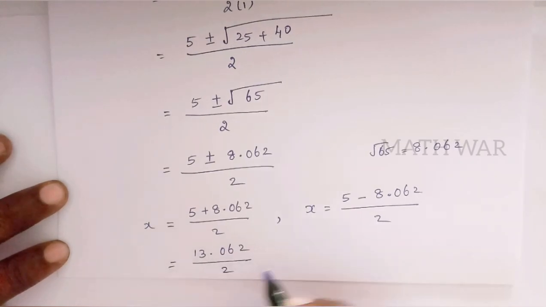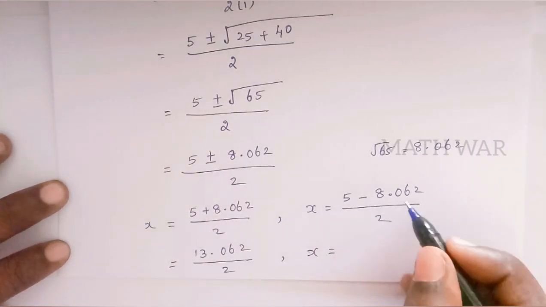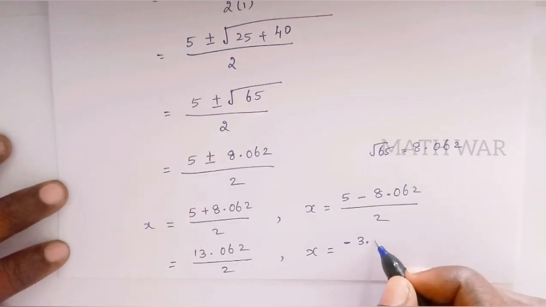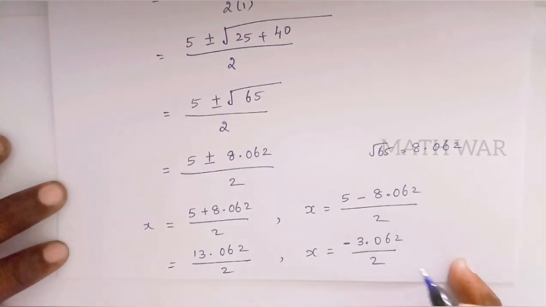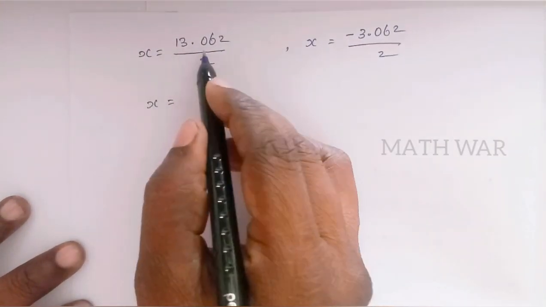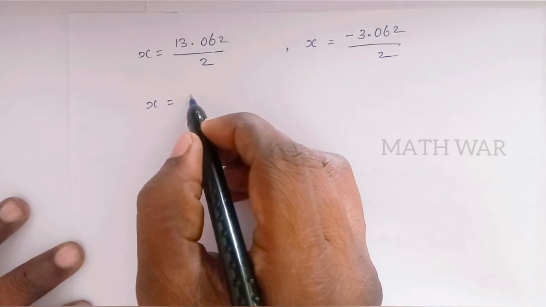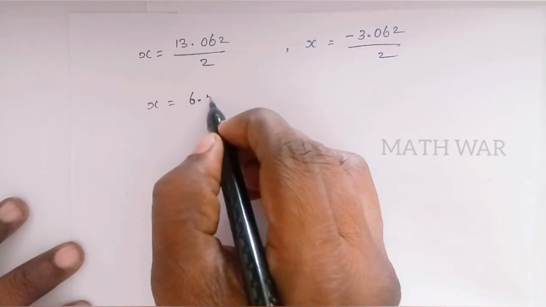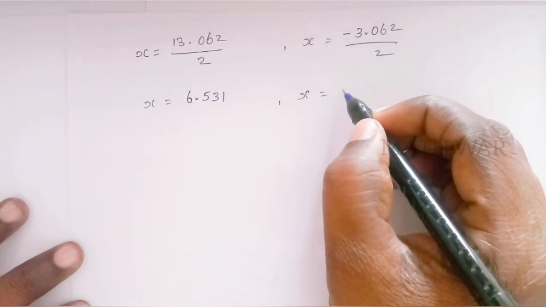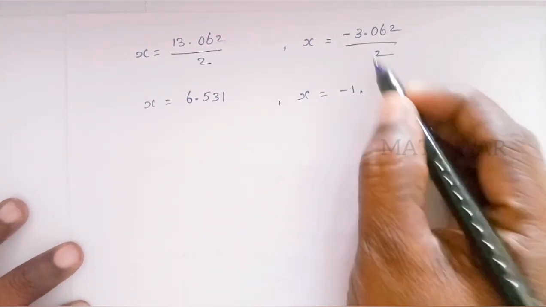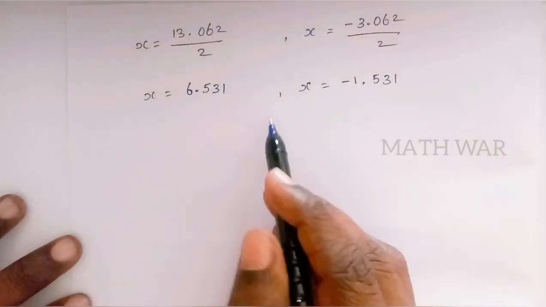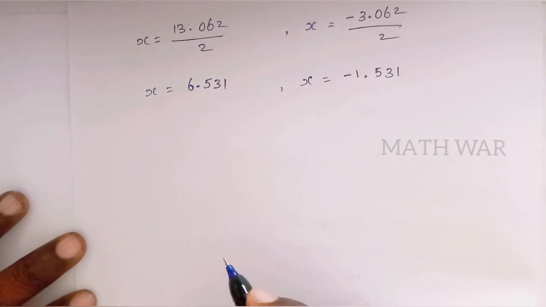13.062 divided by 2, comma, another one, x is equal to 5 minus 8.062, it is nothing but minus 3.062 divided by 2. Now by dividing by 2, we will get x is equal to 13.062 by 2, we will get 6.531, and here, if you divide it, x is equal to minus 1.531. That is 6.531 and minus 1.531. Now we got the answer.